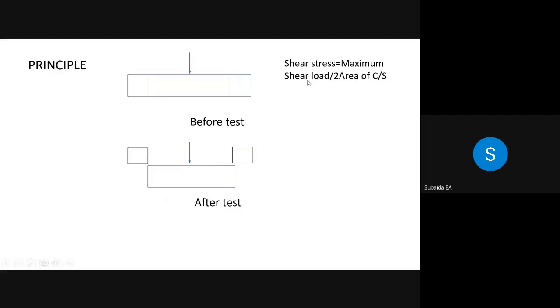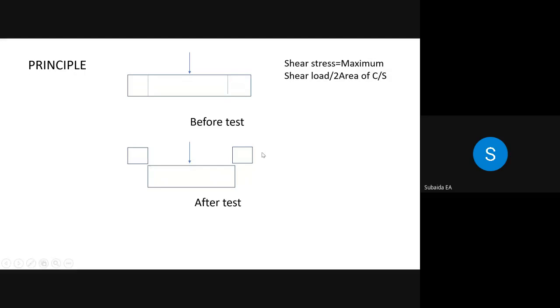The calculation includes measuring the load. You know what is meant by UTM, in which we have seen two tests, where we can measure the load from the dial gauge, the dial on the UTM. Then we read the maximum load, then divide by 2 into the area of cross section. Why? Because of these two resisting areas. That is the only calculation included in this.